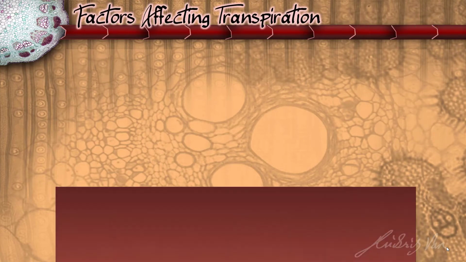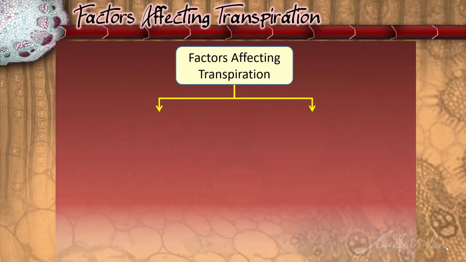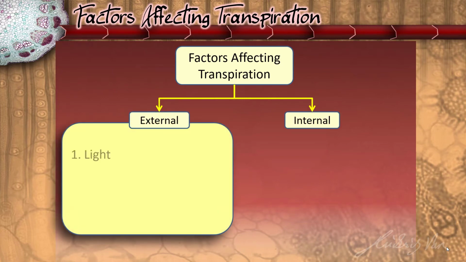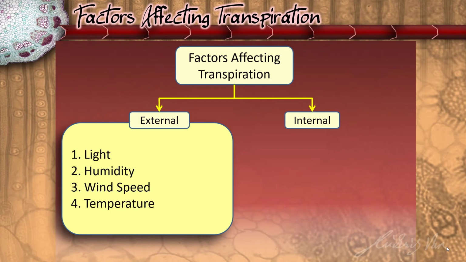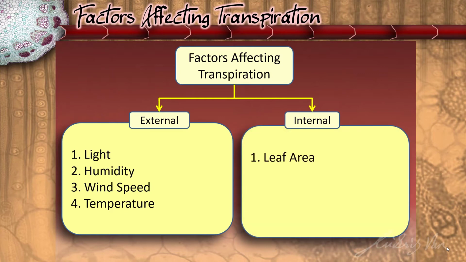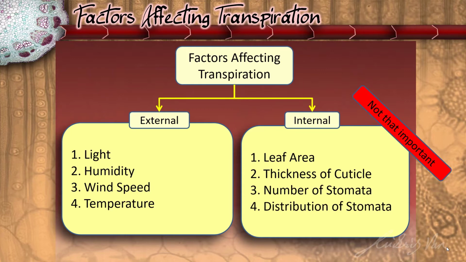Just a brief overview of the factors affecting the rate of transpiration. There are external factors as well as internal factors. The external factors are the factors which we are concerned about. As mentioned, it is light intensity, humidity, wind speed, as well as temperature. Internally, leaf area, thickness of cuticle, number of stomata, as well as distribution of stomata can affect the rate of transpiration. But they are not important and probably will not be tested unless there's a change in your syllabus outline.